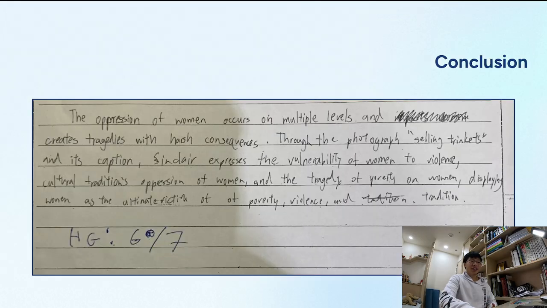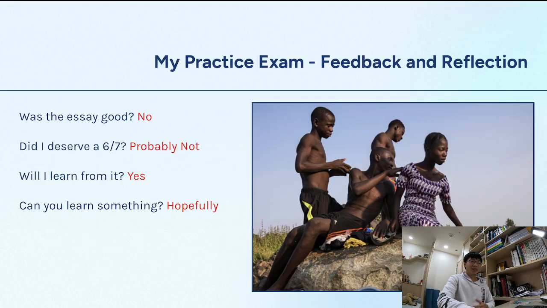And my conclusion, I didn't have a lot of time to write it, but here it is, and it's kind of weak. And as you guys can see, the holistic grade was a 6 out of 7. So after reading my essay, I didn't read the whole thing, but you guys can slowly read it. Was the essay lack good? In hindsight, there's a lot of things that could be improved on. There's a lot of things missing. And did I deserve a 6 out of 7? Sorry, 6, 7. Probably not.